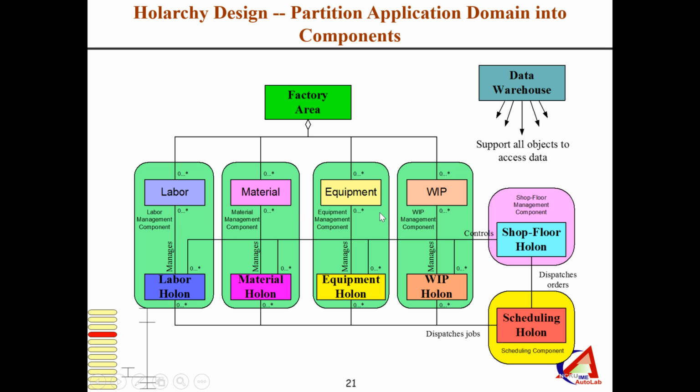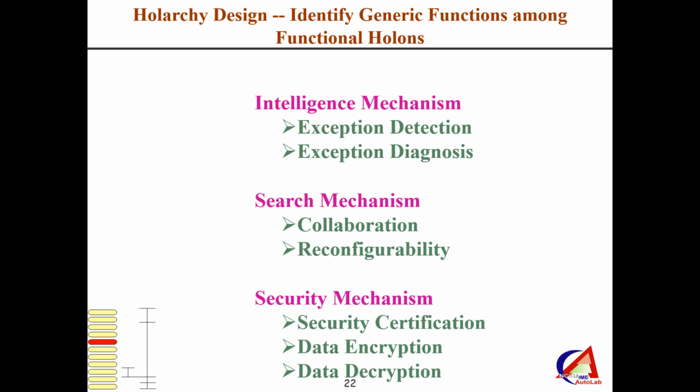So we can just design a generic holon, and this can take care of the generic portions of those four components. Then we just need to design a generic holon, and those four can just inherit that generic holon and just be given some specific functions of those specific modules. Then we will finish the design. So you see here, how to identify the generic functions among functional holons.